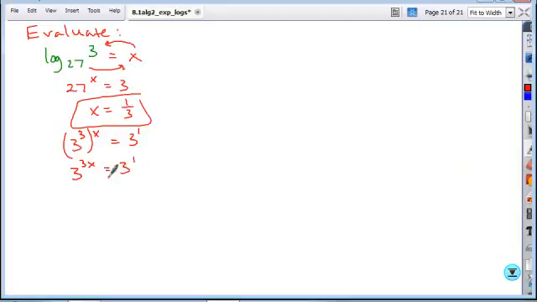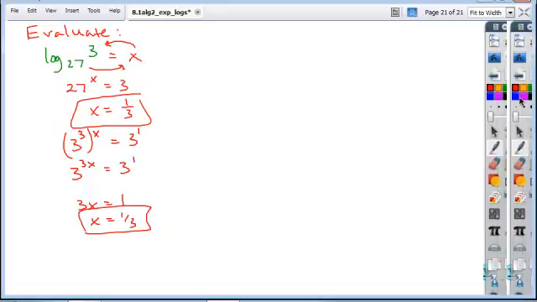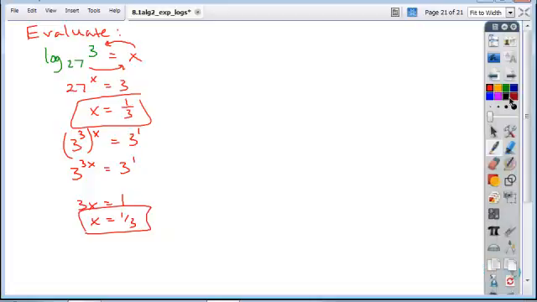And so in order for these to be equal, all you need to do is look at the powers. So 3x, this power, needs to equal 1. So to solve for x, divide both sides by 3, and you get your value. x is 1/3. Okay, so let's try one more type of problem like this. Let me write it up.